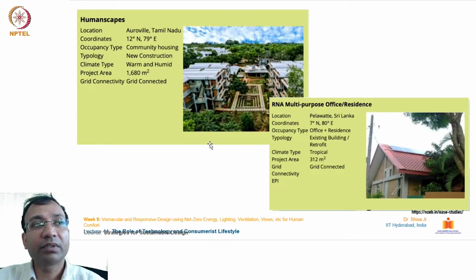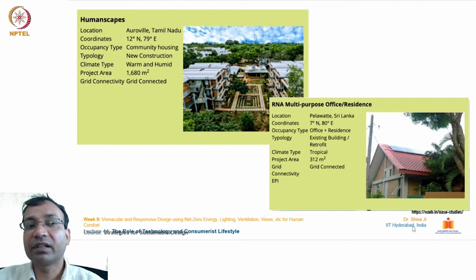Next, we have two more examples. This is Humanscapes from Auroville, Tamil Nadu. So this is a community housing project. It's a new type of construction. It is located in a warm and humid climatic setting, and the project area is 1,680 square meters, and this is connected with the grid also.